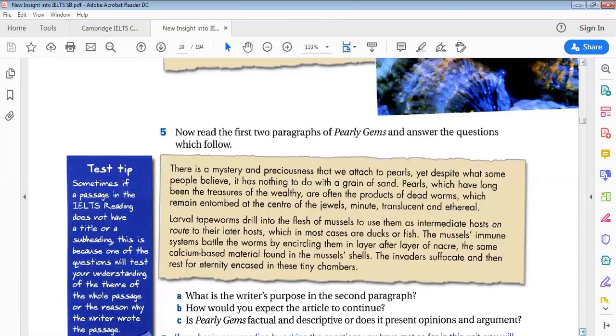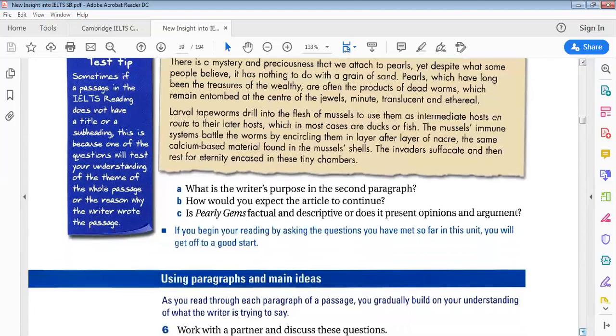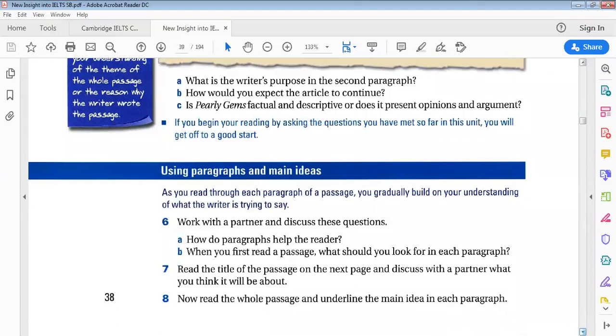Sometimes if a passage in IELTS reading does not have a title or a subheading, this is because one of the questions will test your understanding of the theme of the whole passage or the reason why the writer wrote the passage. So if there is no heading or subheading, they may test us on what the theme or title is. So actually there are two types of writing, factual and descriptive, and then opinion and argument. Suppressing opinions and arguments. Factual and descriptive.